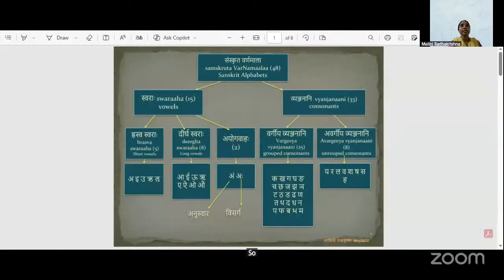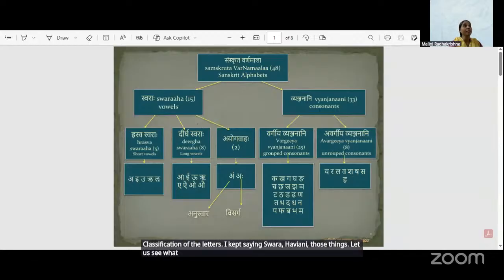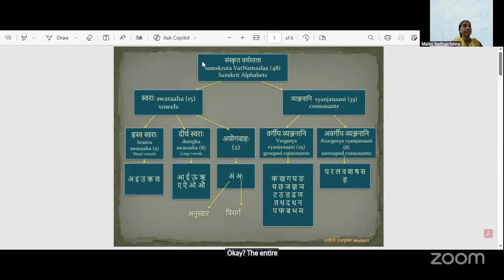So the Varnamala that we saw now, we will see the bifurcation or the classification of the letters I kept saying, Swaraha, Vyanjanani. Let us see what letters we have in which category. The entire Samskrita alphabets, alphabets I said, they are also called as Varnamala.